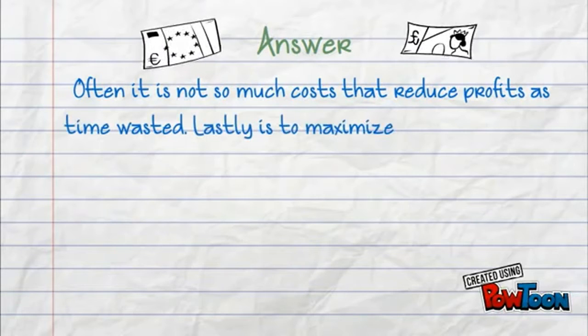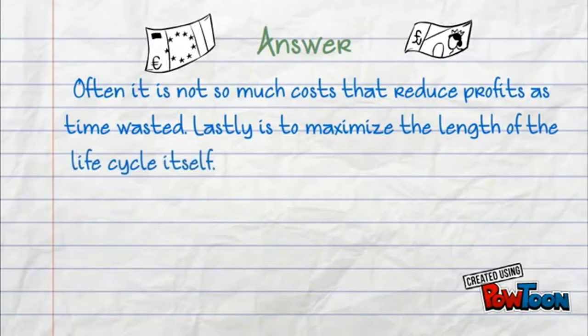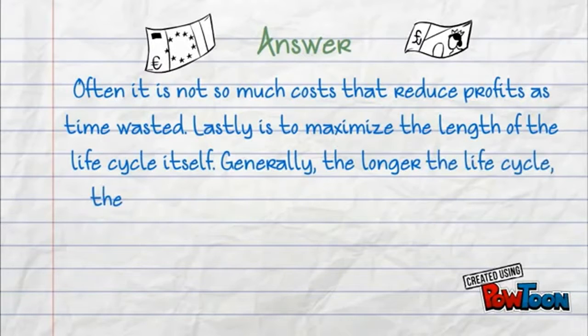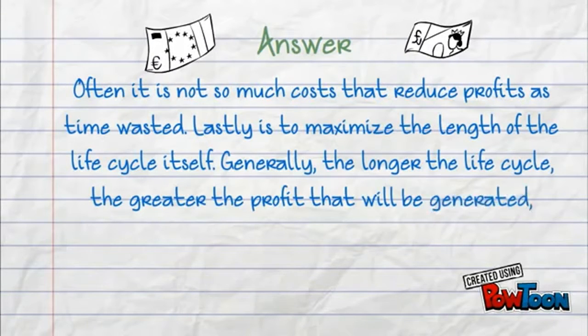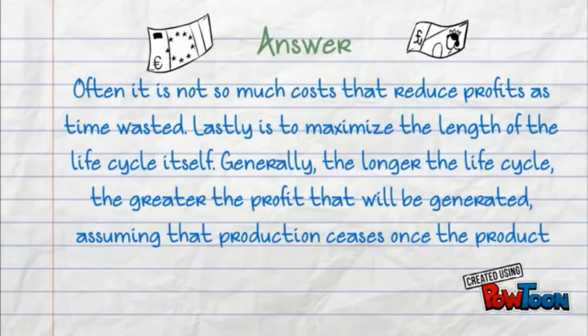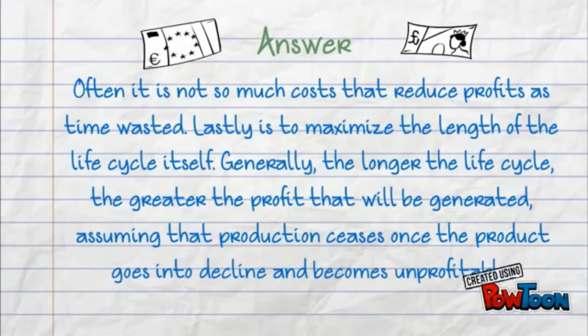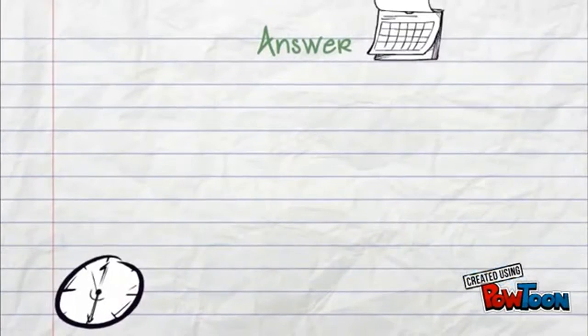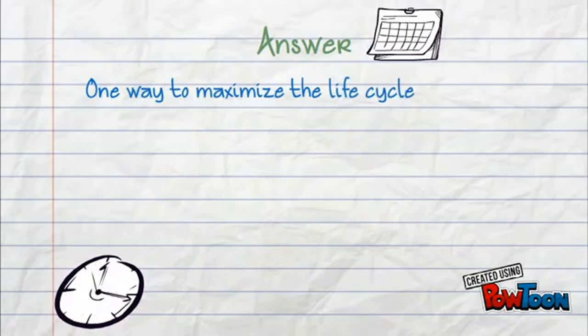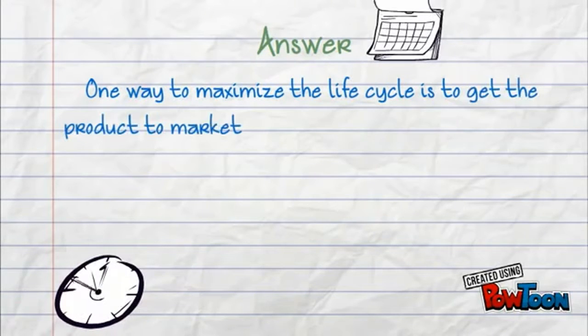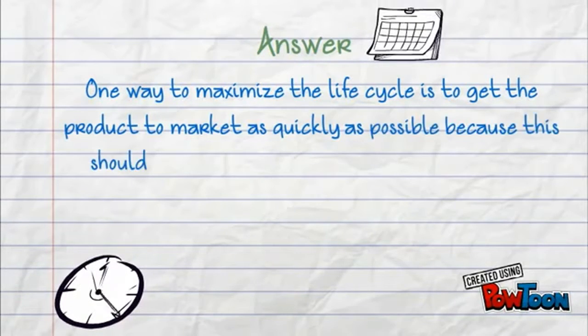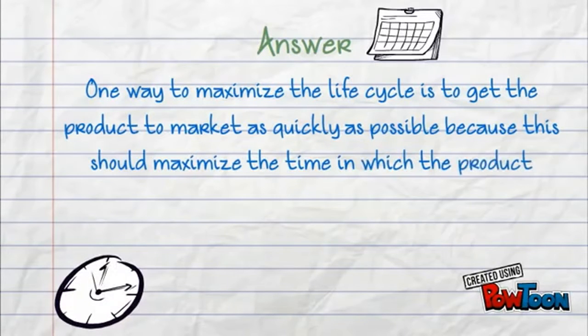Lastly is to maximize the length of the life cycle itself. Generally, the longer the life cycle, the greater the profit that will be generated, assuming that production ceases once the product goes into decline and becomes unprofitable. One way to maximize the life cycle is to get the product to market as quickly as possible, because this should maximize the time in which the product generates a profit.